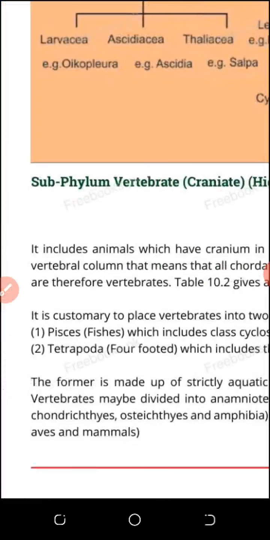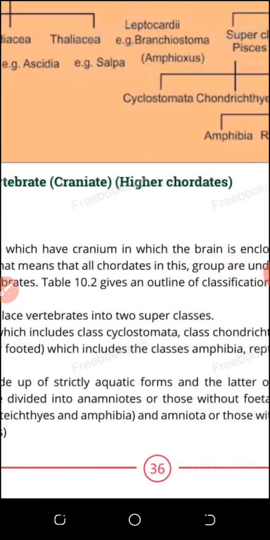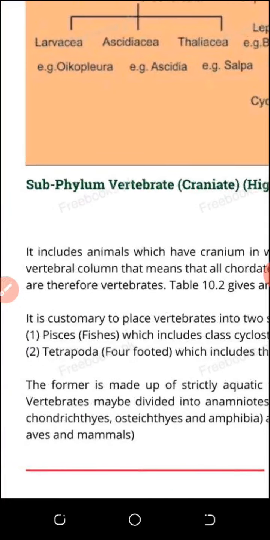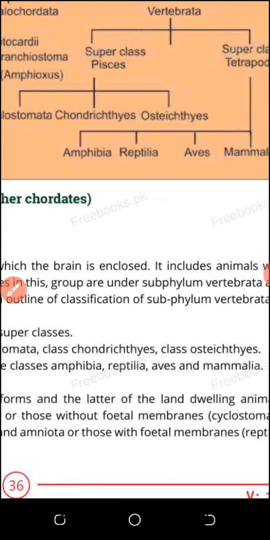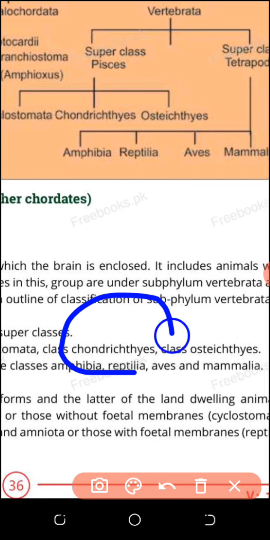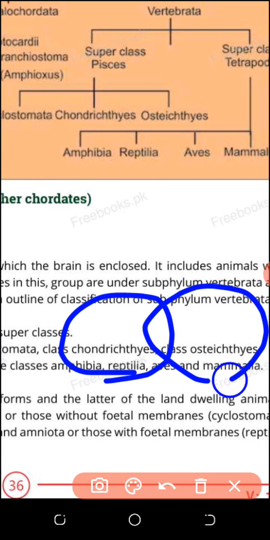Vertebrata means they have a vertebral column. They have no notochord, they have a vertebral column. This is the difference between vertebrates and chordates. And their main phylum is the Pisces. Pisces means fishes, and which groups are included in the Pisces? Look here: the chondrichthyes and osteichthyes. So Pisces is divided into two groups of fishes, chondrichthyes and osteichthyes.